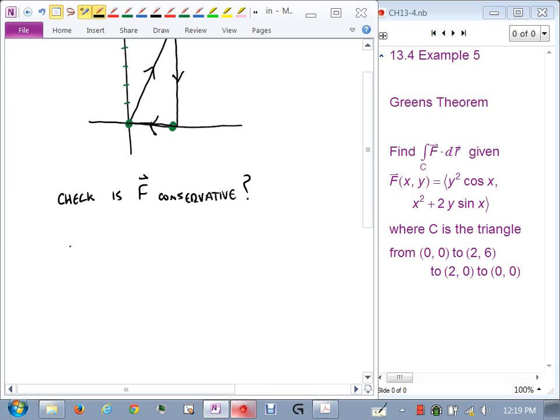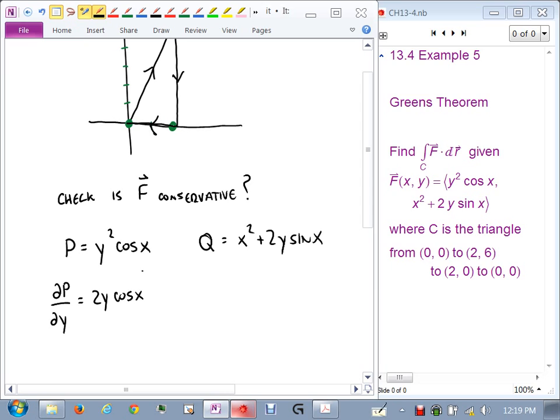So the partial P in this problem is y squared cosine x. Q in this problem is x squared plus 2y sine x. The partial of P with respect to y is equal to 2y cosine x. The partial of Q with respect to x is 2x plus 2y cosine x. Are they the same? No.